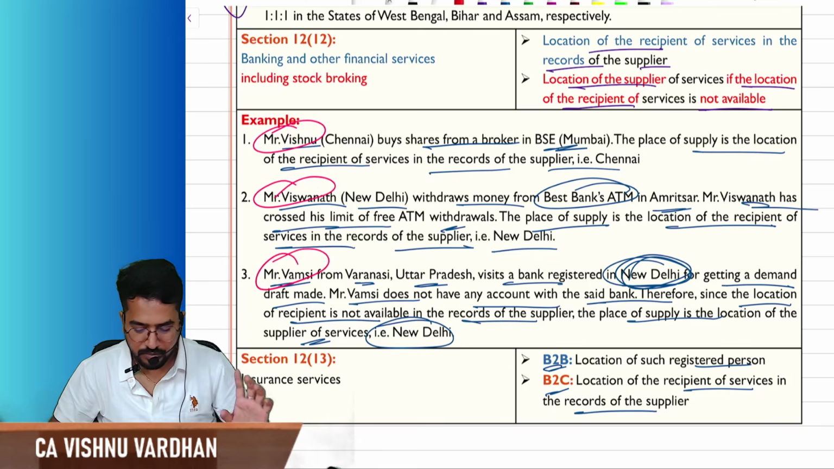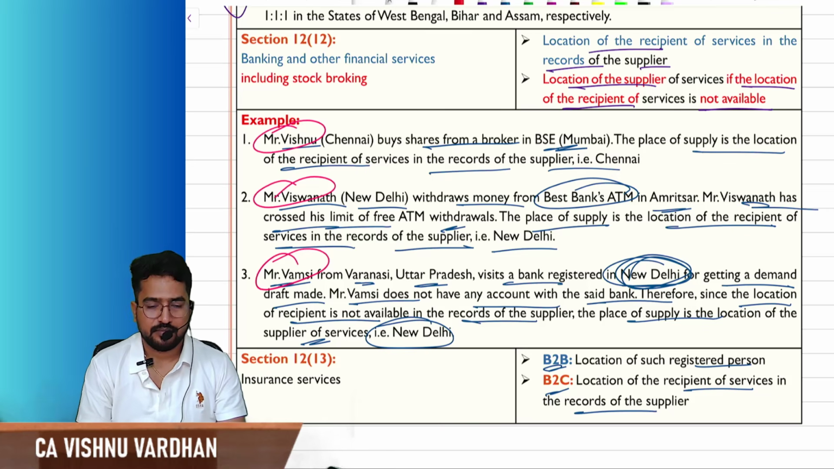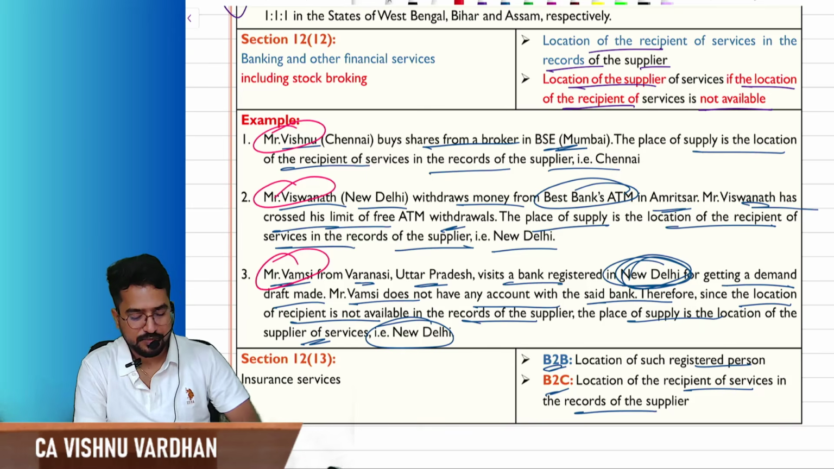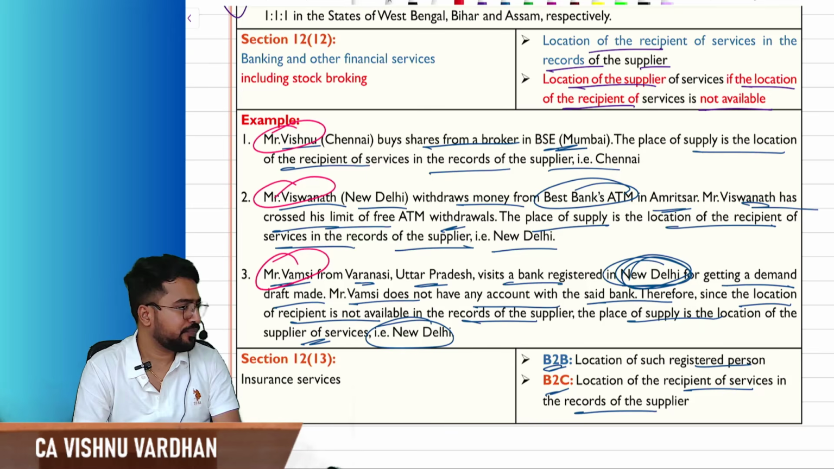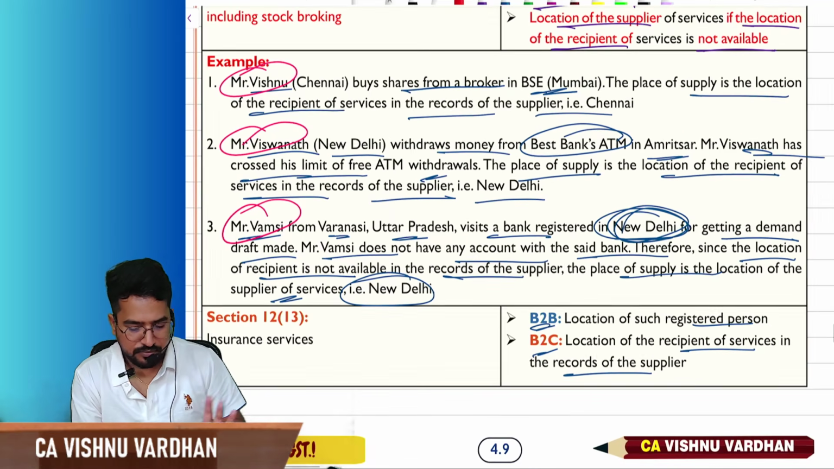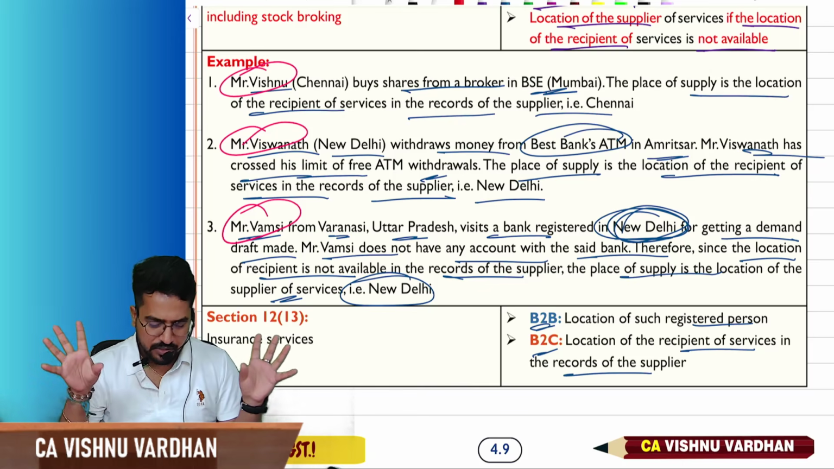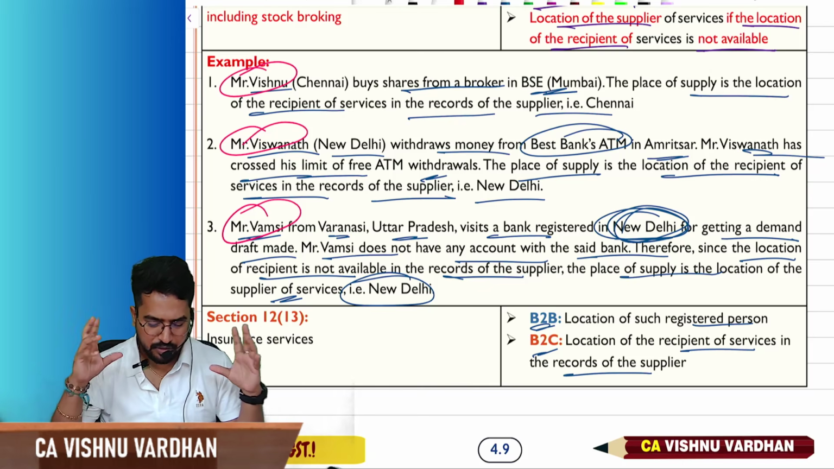12 subsection 12 and 13 are important for you. Especially these examples, go through later, or now itself you just go through this example. Same ICA study material examples only. I have just changed the names. Complete all credits goes to ICA.